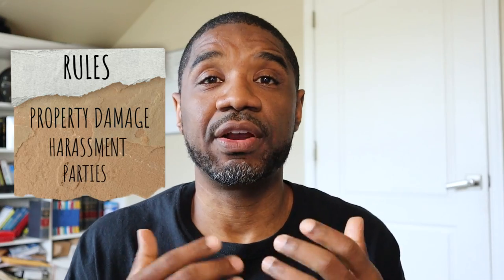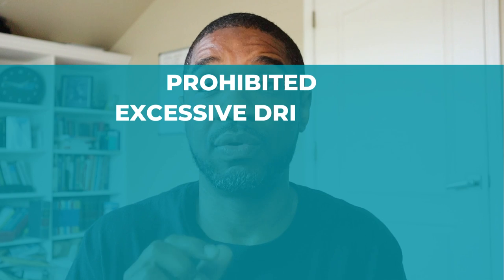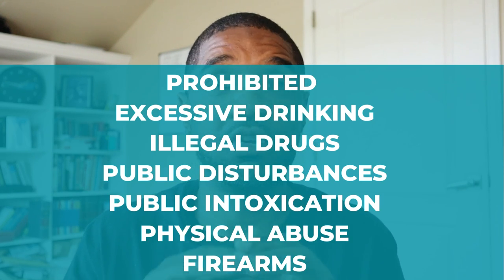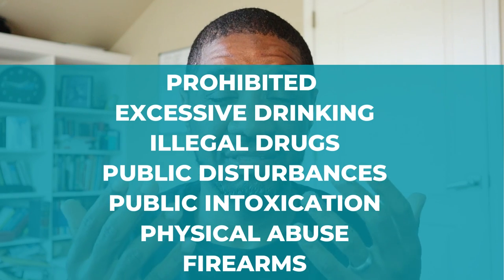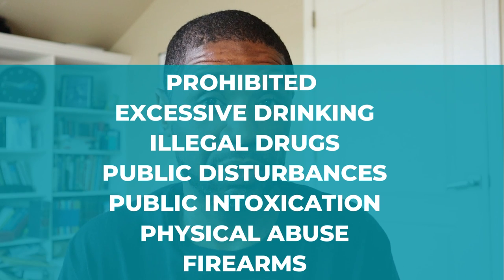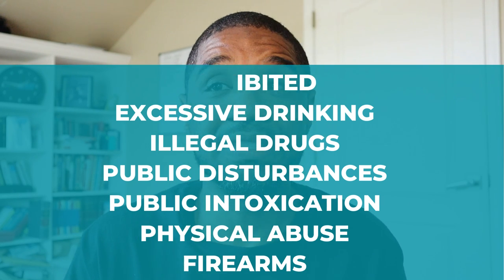One of the really important areas under the rule section of the lease involves weapons, smoking, drug use, and alcohol. So I clearly state in my leases that there is absolutely no excessive drinking, no illegal drug use on the premises. No public disturbances, public intoxication, physical abuse towards other tenants or verbal abuse. Unauthorized pets, firearms, and smoking are all prohibited on the premises.